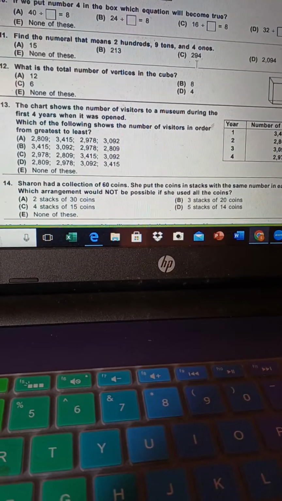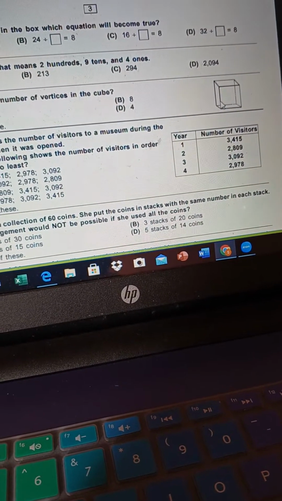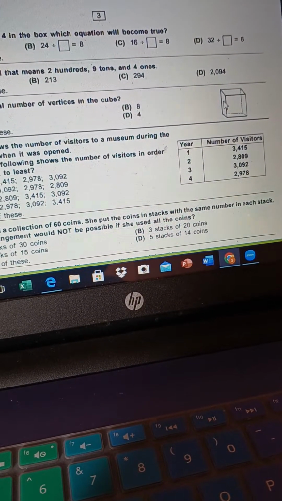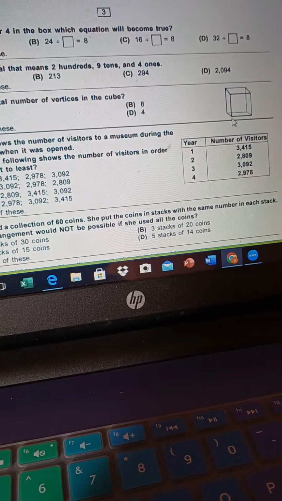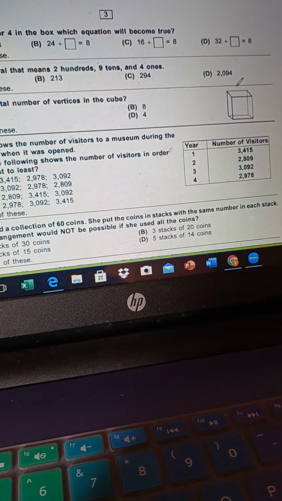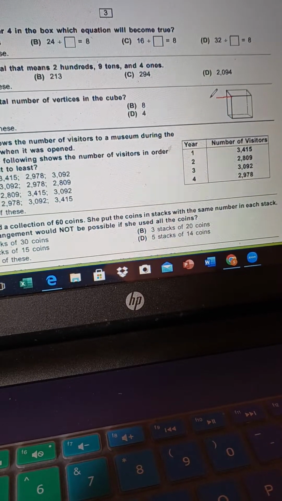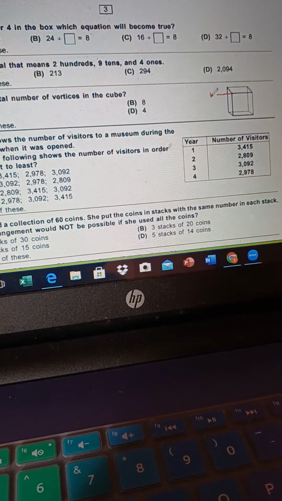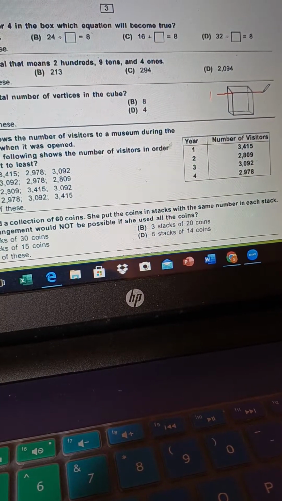Now we have to find the total number of the vertices in the cube. What we have to do? Vertices means the corner of the cube where the lines meet. These are the corners. Now let me do one thing. Let me count this corner. This one is equal to A. A is 1. This one is equal to 2. B. B is 2.